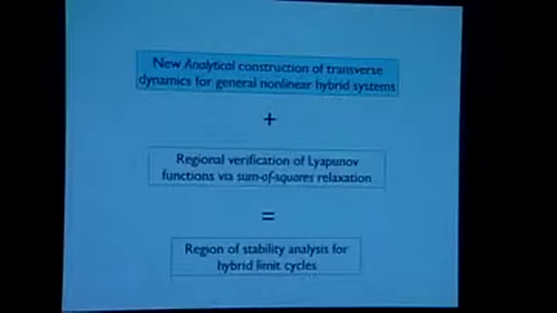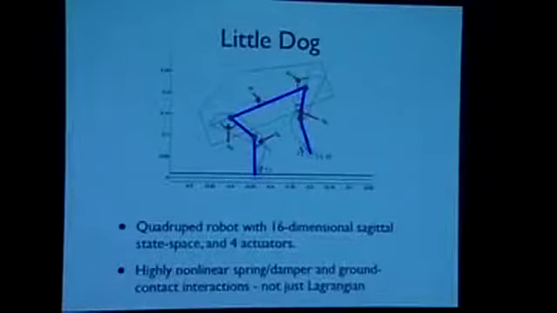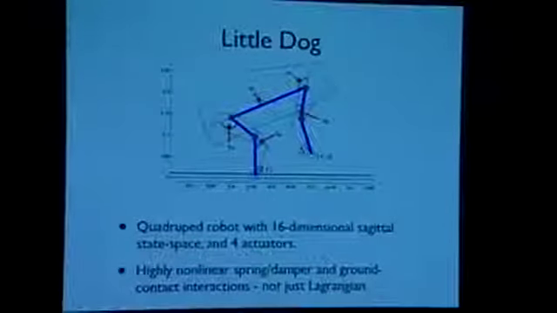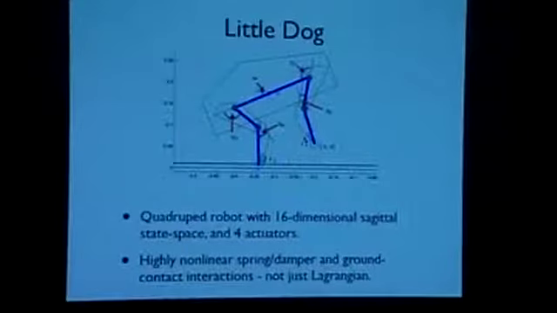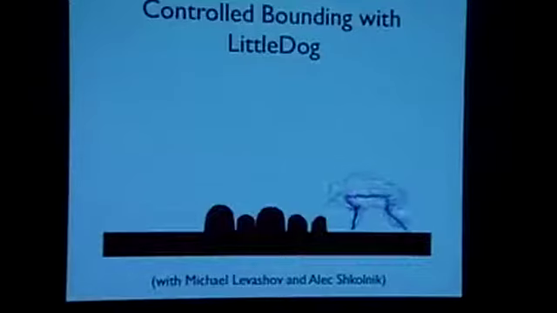So I'll go through now a bit of a description about what all that means. But before I get to that, I'll just motivate, apart from region of attraction analysis, this can also be used for control design on very complicated systems. So I'm going to go through this really quickly because Russ showed a bit of this before, but Little Dog is a bounding quadruped robot with 16-dimensional state space in the sagittal plane. It has 4 actuators. Dynamics are highly nonlinear, combinations of Euler-Lagrange type behavior and highly nonlinear spring, damper, ground contact, stick-slip interactions. So we computed the transverse linearization for this entire system, and we have stabilizing controllers here.